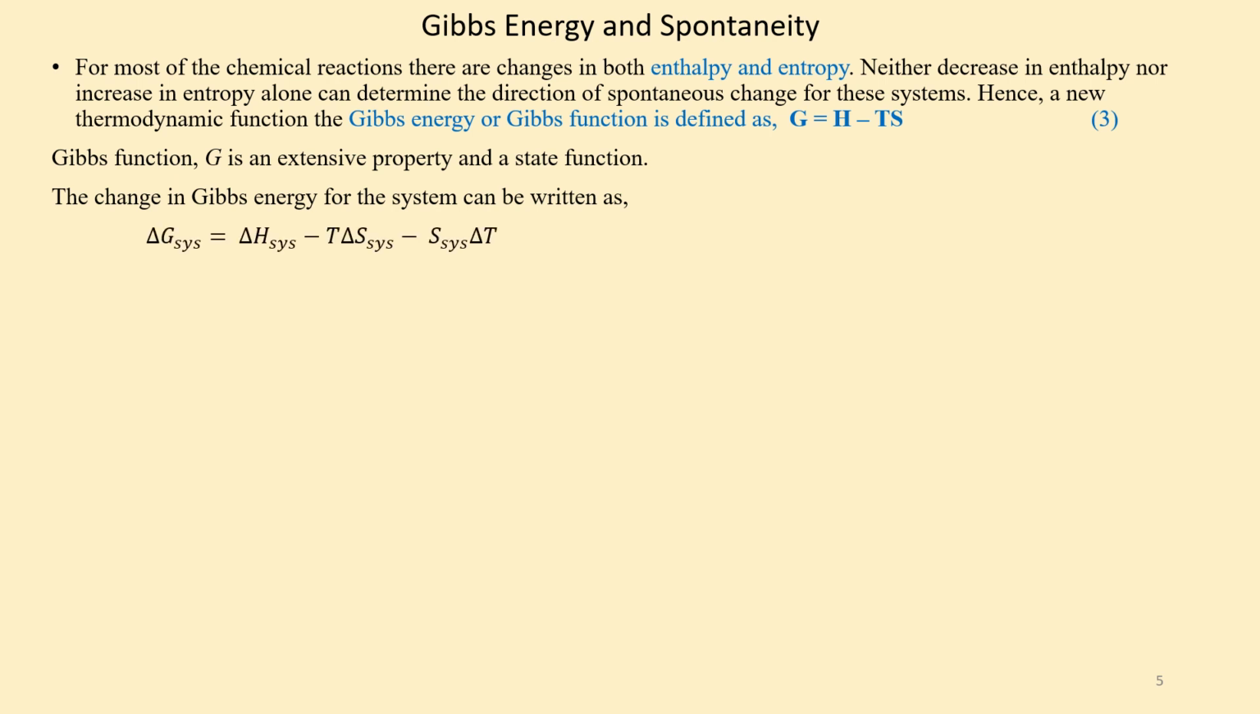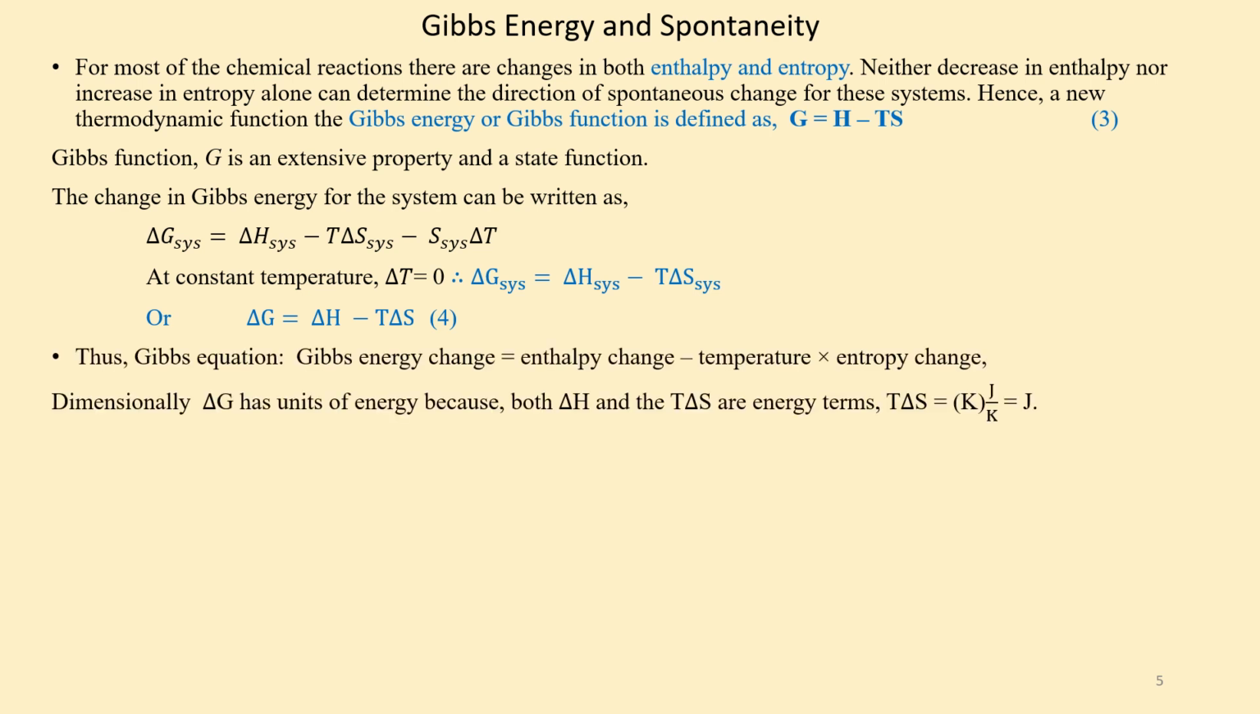So applying delta sign to equation number 3: delta G system is equal to delta H system minus T into delta S system minus S into delta T. Rearranging at constant temperature, delta T is equal to 0. Hence, the last term in the previous equation is 0. Therefore, delta G system equals delta H system minus T into delta S system. Removing the system subscript, we can rewrite the above equation as delta G is equal to delta H minus T into delta S. Let it be equation 4.